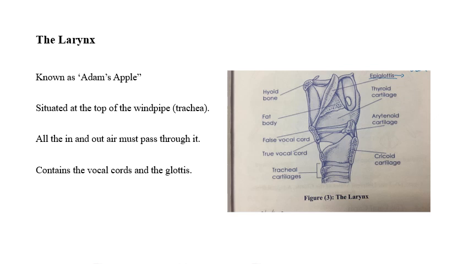Now, the larynx plays a very important role in the process of speech production, and it's also a very important speech organ, because it contains the vocal cords and the glottis. If you look at this illustration of the larynx, you can see here the vocal cords, which are of two types, the true vocal cord and the false vocal cord. Now, where is the glottis? The glottis lies just between the two vocal cords. It's the space between the two vocal cords. Later in the next slide, we're going to discuss the glottis.